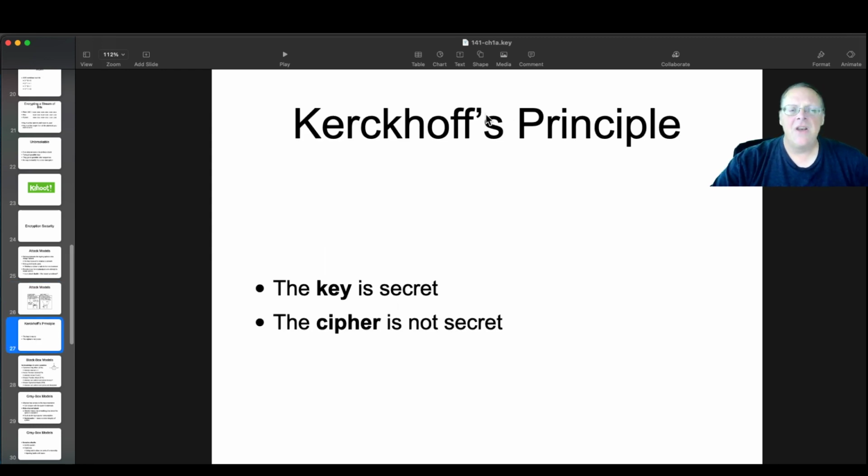So here's the fundamental principle, Kerckhoffs's principle. The key is secret, but the cipher is not secret. This is what most cryptographers say is the safest thing, to let everybody know how the encryption works so they can test it and try to crack it and improve it, and all secrecy is in the key.